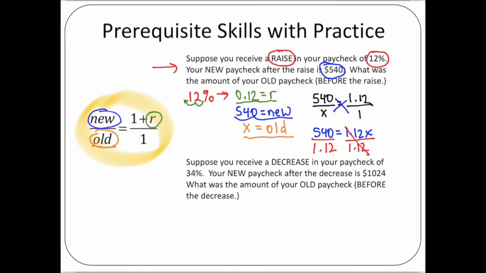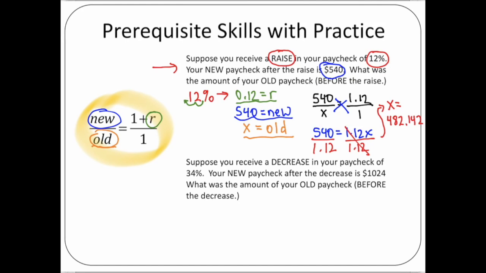So those go out. And so finally, x, which is going to be our old paycheck amount, is going to be 540 divided by 1.12. I'm getting this right off my calculator here, and that's going to be $482. Now, I'm getting a decimal that is going to look like this, all right?